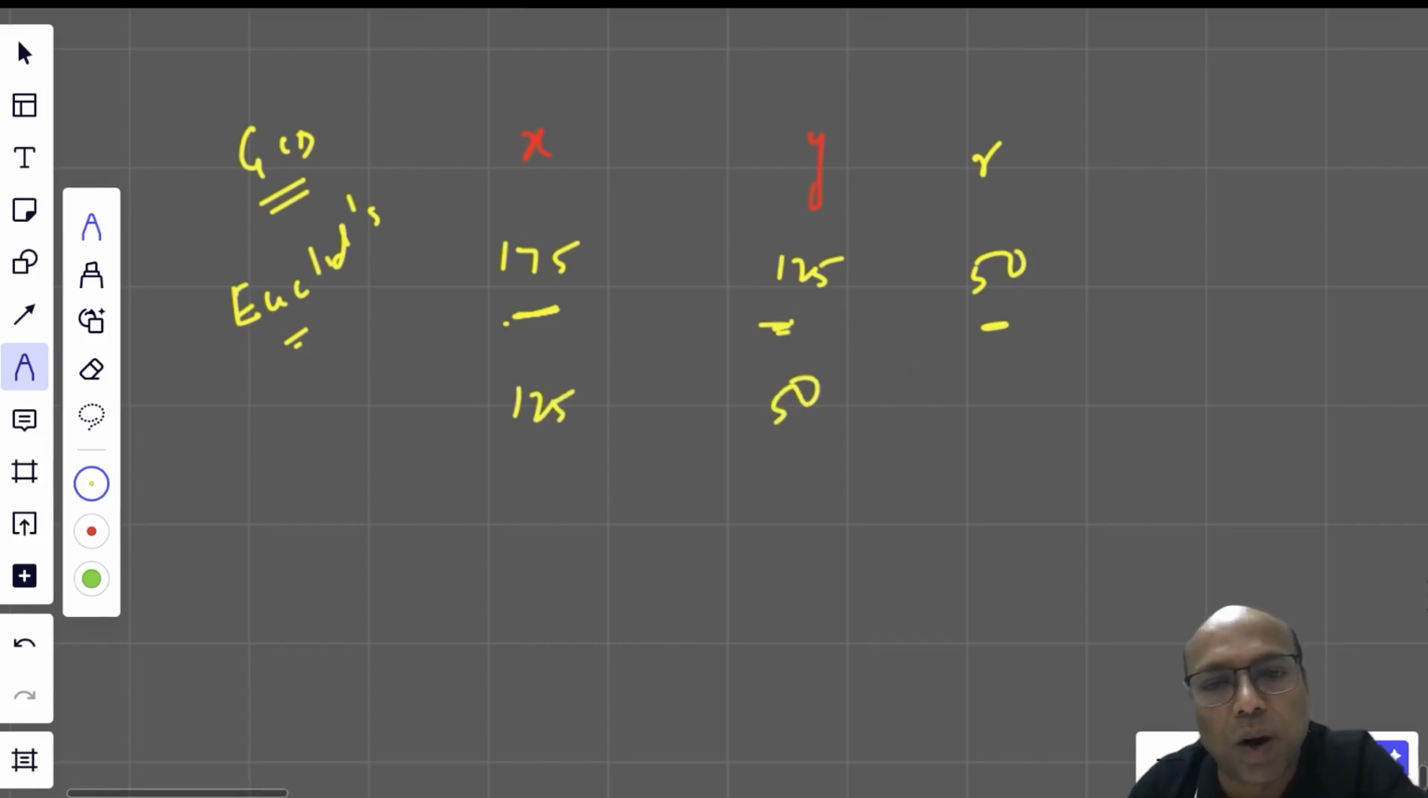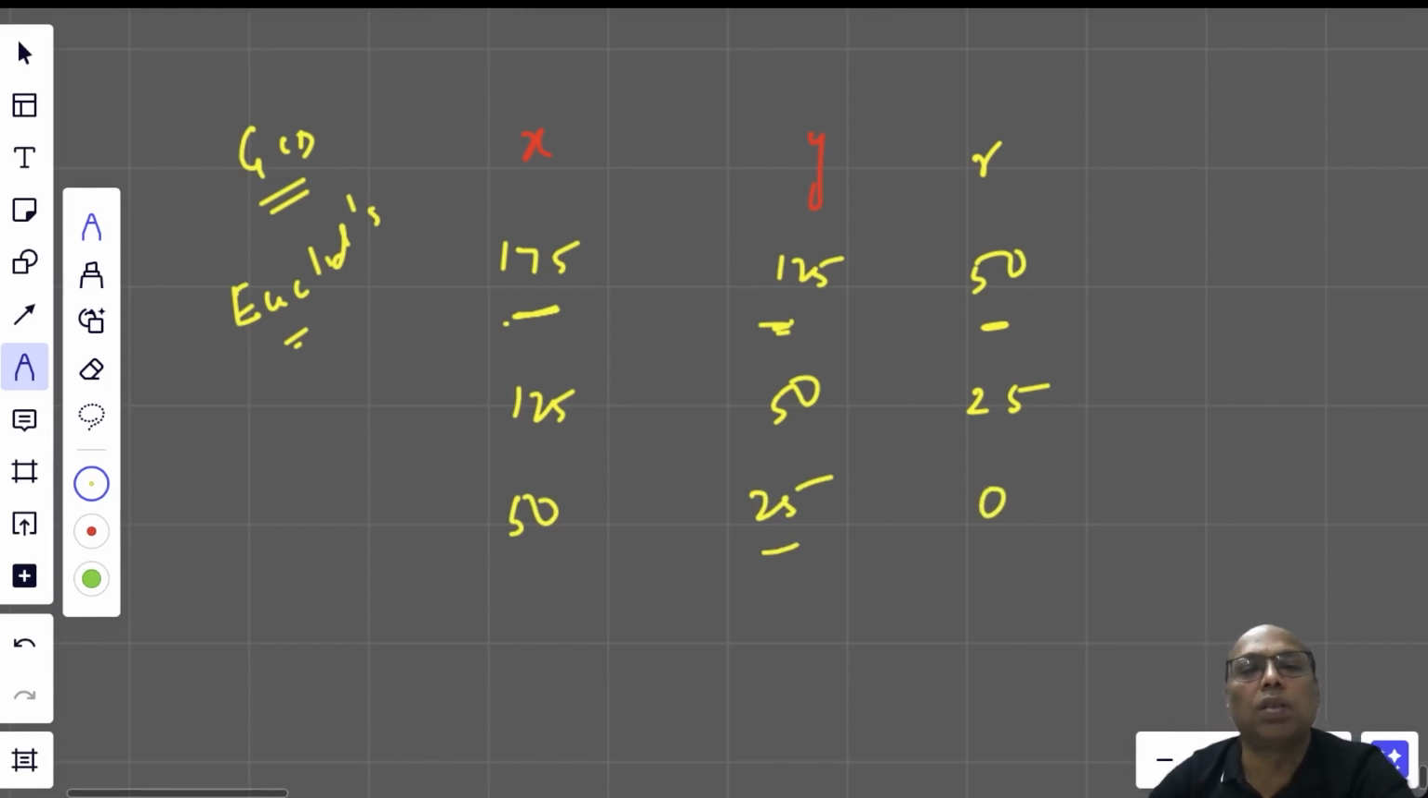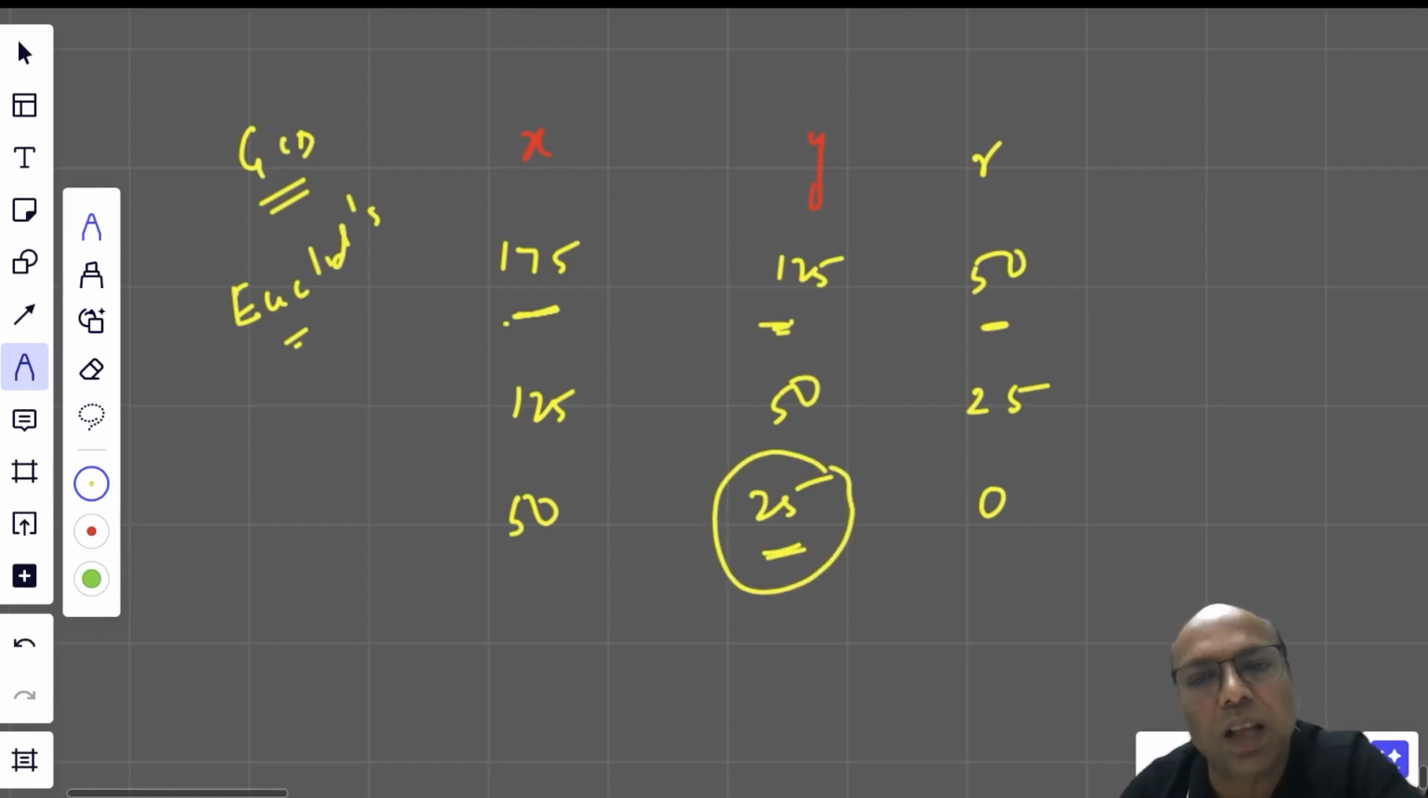Make y as x and the remainder as y. 125 divided by 50. The quotient is 2, the remainder is 25. If the remainder is not 0, make y as x, remainder as y. Now the remainder is 0. If the remainder is 0, who is the GCD? Y. That means I need to repeat the procedure until the remainder becomes 0.